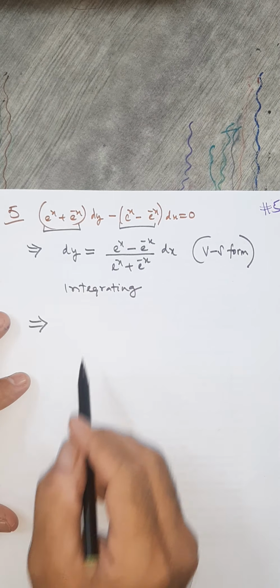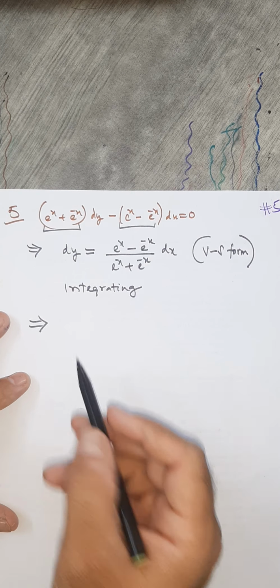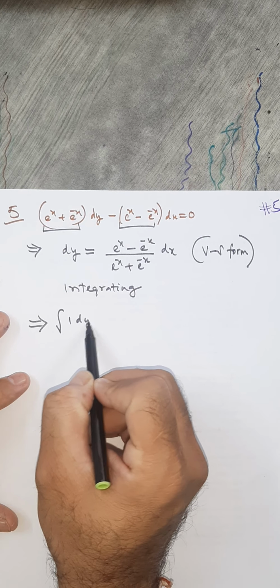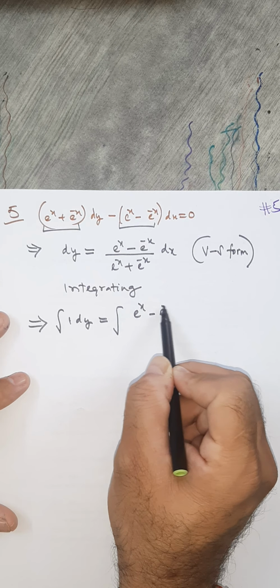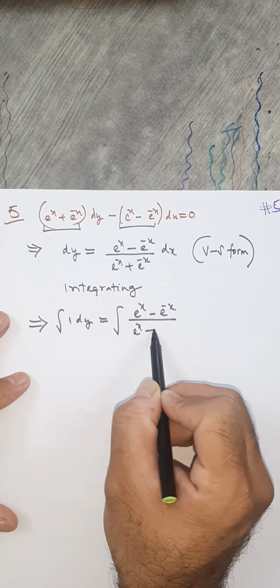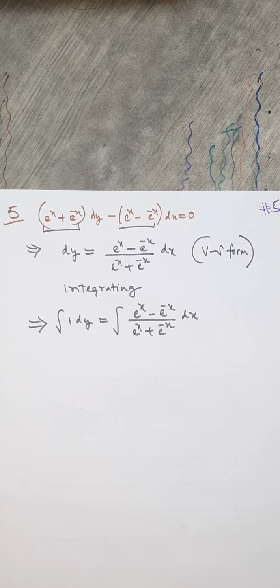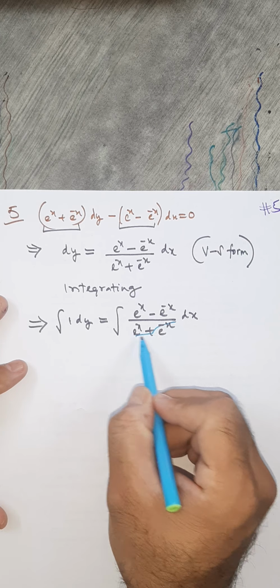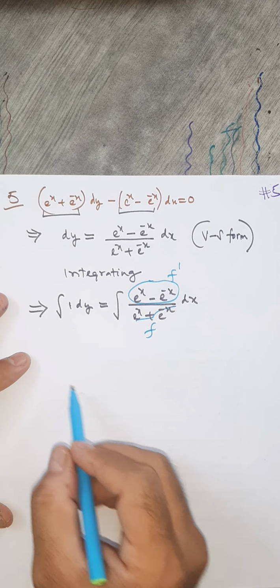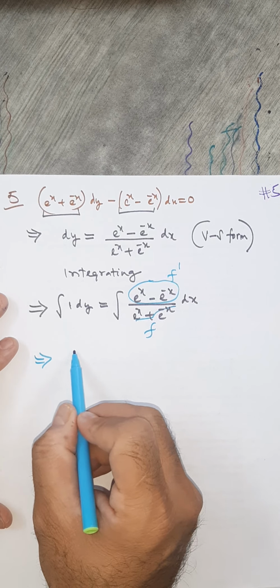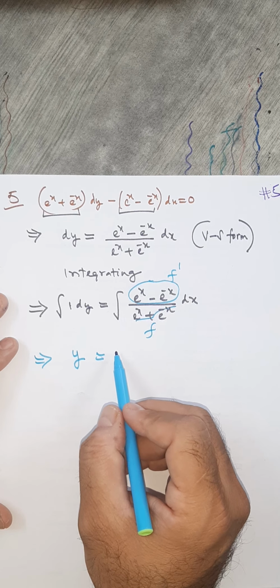क्यों इंटीग्रेशन कर रहे हो आपको पता है, we want to make it free from derivatives, सो इंटीग्रेशन ही करना पड़ेगा. So here integral of 1 with respect to y equals integral of (e raised to x minus e raised to minus x) upon (e raised to x plus e raised to minus x) dx. How will we integrate the right hand side integral? ये आप जानते हैं. This is f and this is f dash. So what is the integral of that? Your integral is just y. Integral of 1 with respect to y, that is y.